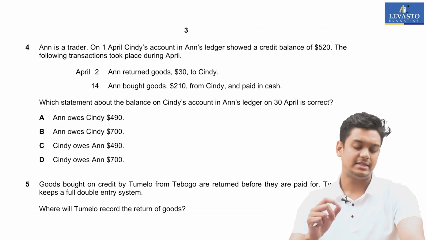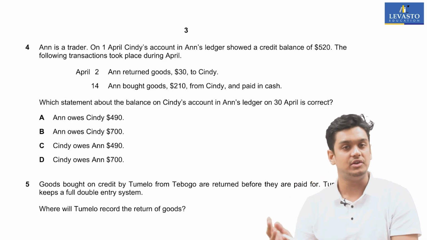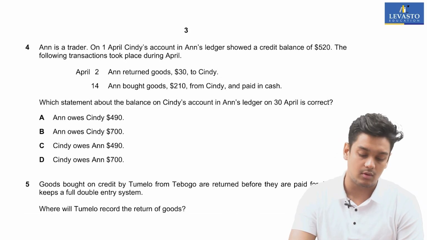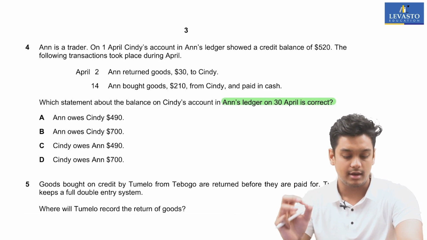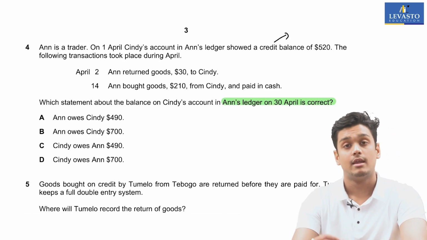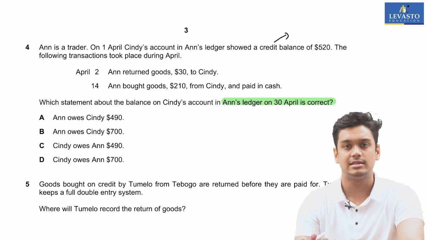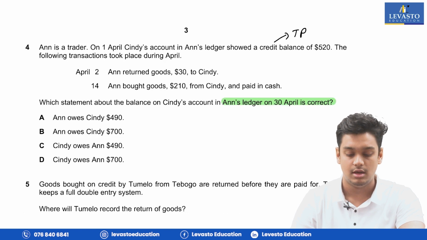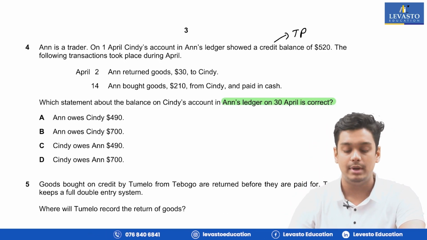Anne is a trader. On 1st April, Cindy's account in Anne's ledger. So again, we have to look into whose point of view we are dealing with in this question. Which statement about the balance on Cindy's account in Anne's ledger is correct? So we are looking at Anne's point of view. Cindy's account in Anne's ledger showed a credit balance. Now guys, if an account has a credit balance, obviously that's not a customer, that's a supplier. If it's a customer, that's an asset with a debit balance. If it's a supplier, that will be a liability with a credit balance. So that gives me an indication that Cindy is a trade payable for the business.